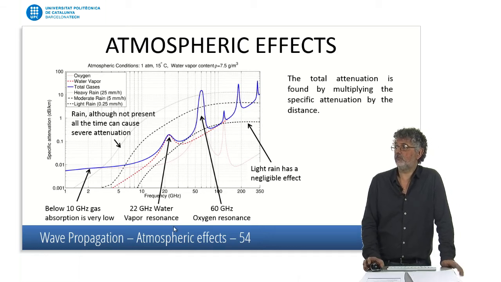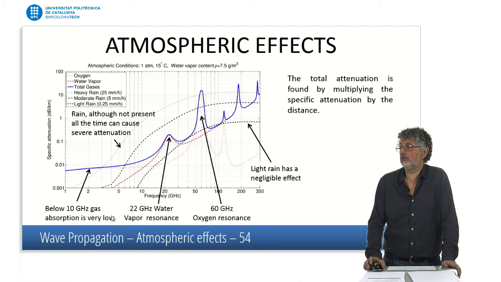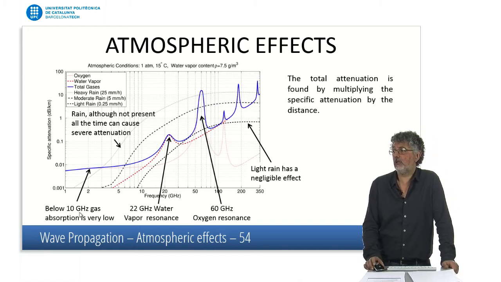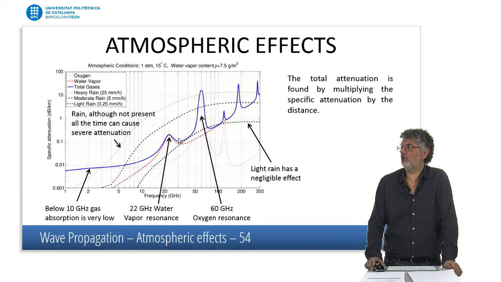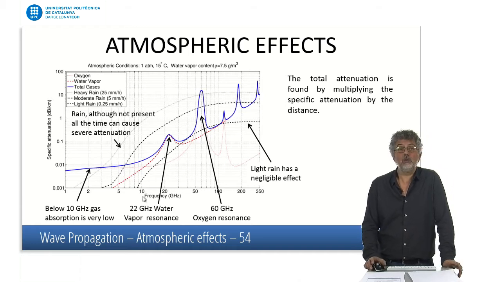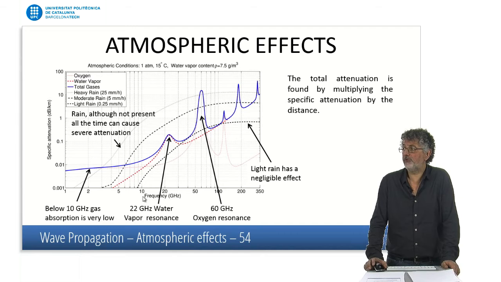And there are some important things to remark. First, notice that below 10 gigahertz, attenuation due to gas absorption is very low. We're talking about attenuations smaller than 1/100th of a dB per kilometer. So actually, this is very small attenuation. But at 22 gigahertz or 60 gigahertz, it can be an important factor. This is for atmospheric attenuation.